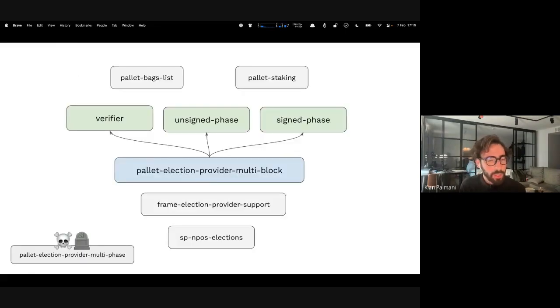Yeah, and the new way that these palettes are organized is you have the same SP NPoS elections, frame election provider support. And then the new palettes are currently in 4 different palettes. There's a parent palette, palette election provider multi-block, which probably I will rename to something shorter. And it has 3 sub-palettes that do their own thing.